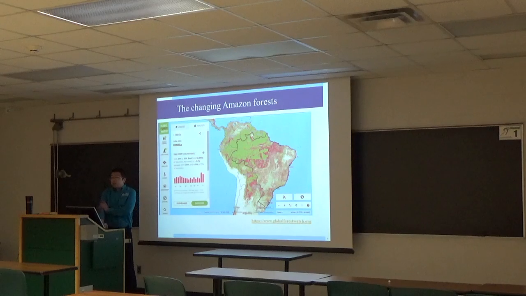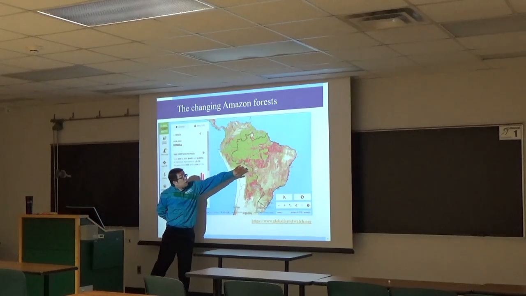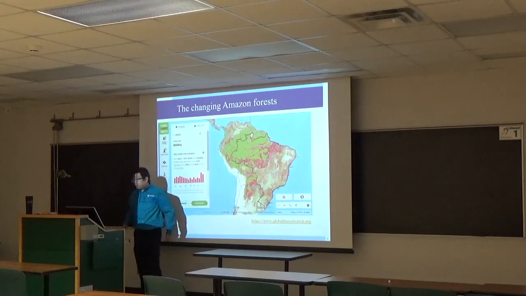The Amazon forest actually has been changing a lot during the past several years or decades. Based on this map from the Global Forest Watch, we can see that about 9.8% of the forest in Brazil is lost. On the map, the green part is the forest cover and the pink part is the loss of the forest cover between 2001 and 2017. We can see that most of the lost part is within or close to the Amazon basin.